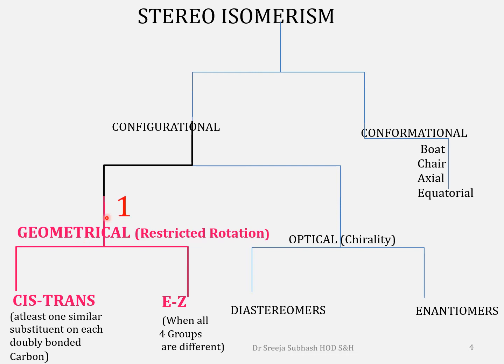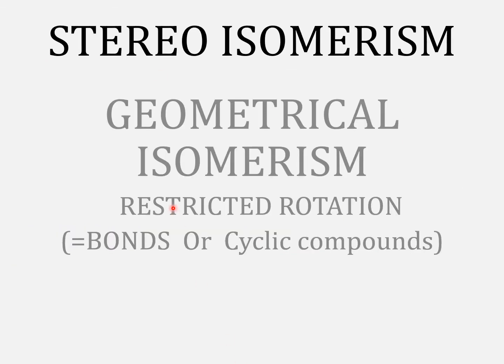This is the first topic under stereoisomerism, and then we will be seeing optical isomerism, and then conformational isomerism. Here we are at geometrical isomerism, a classification of stereoisomerism. And here the geometrical isomerism exists because of restricted rotation in organic molecules, because of the presence of either double bonds or because of the cyclic nature of the compound, the cyclic compounds.